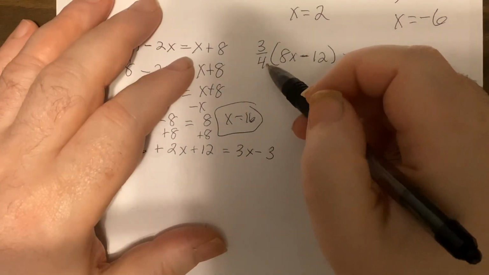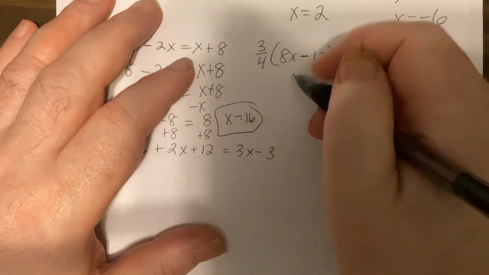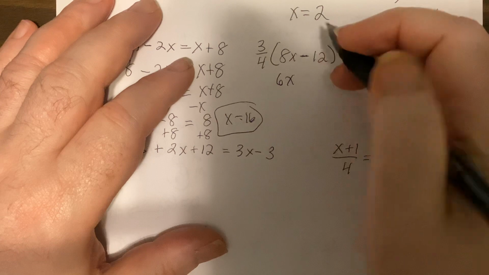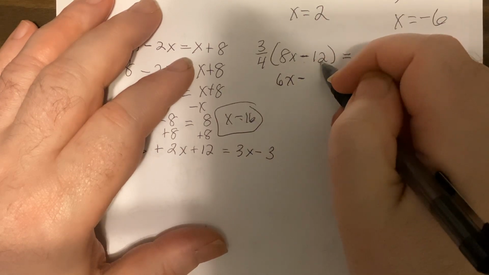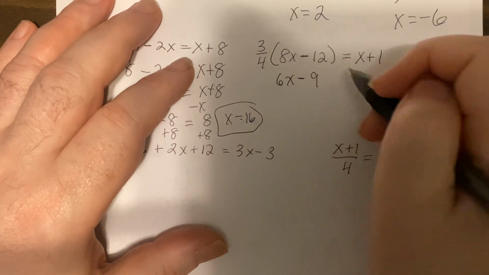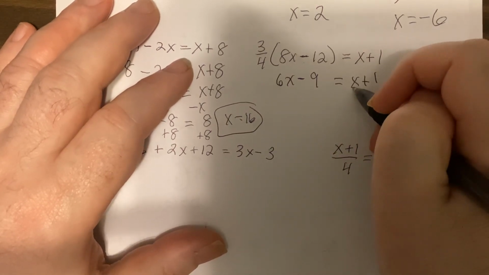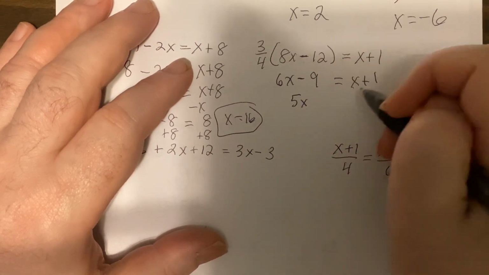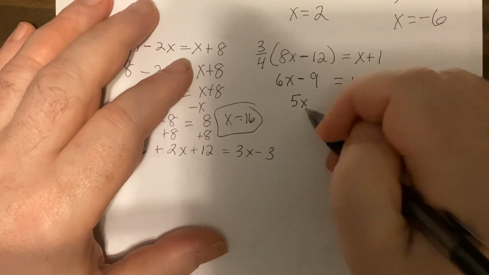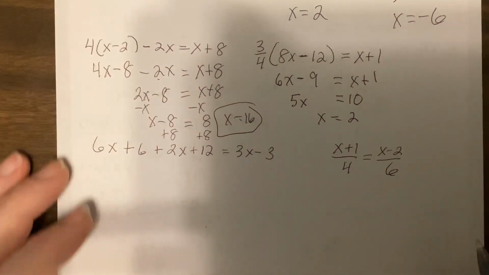Okay, remember how to multiply by a fraction. 4 goes into 8. 2 times 3 is 6. Minus 4 goes into 12. 3 times 3 is 9. So then you would subtract 1, so 5x, add 9, so that would be 10, divide by 5, x equals 2.